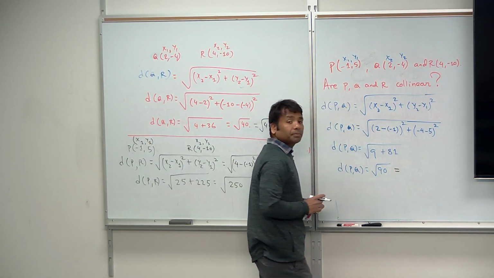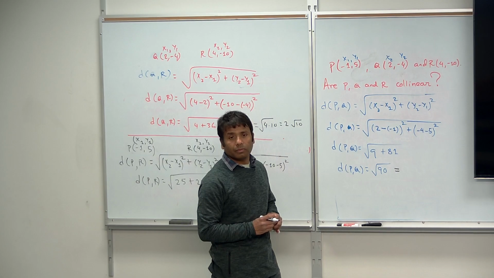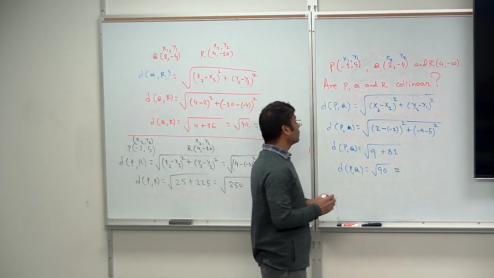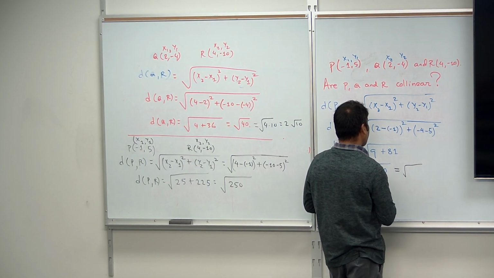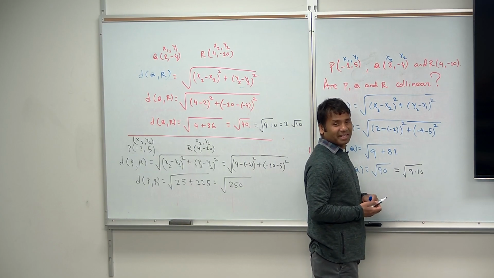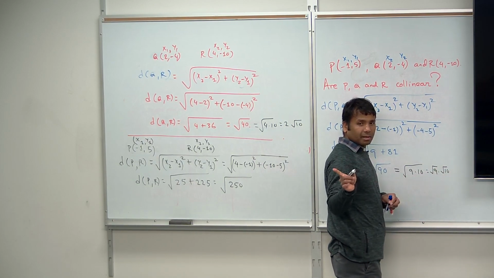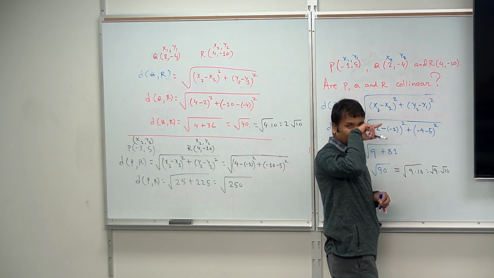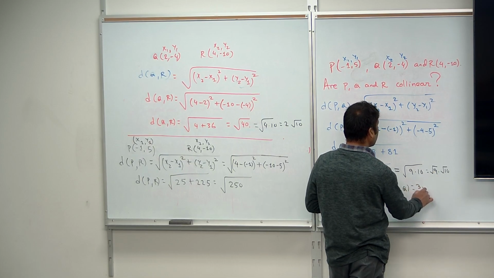Can you do pretty much a similar thing here? Can you simplify radical 90 further? Same thing, except 3. It'd be the same thing, but it'd be 3 radical 10. Do you mind if I write 9 times 10? Because 9 is a square number, right? So this is the same as radical 9 times radical 10. What is radical 9? 3. So the distance between P and Q is 3 radical 10.